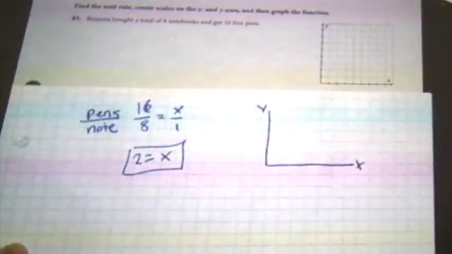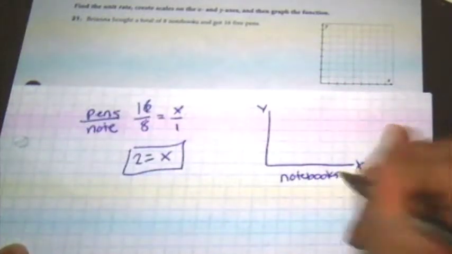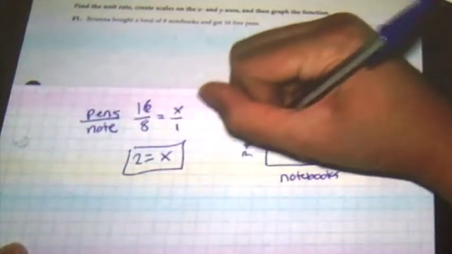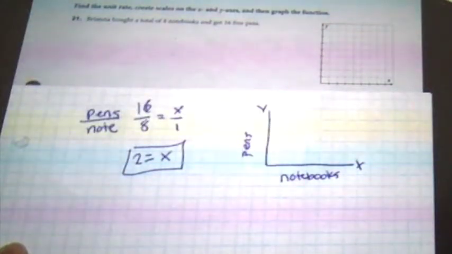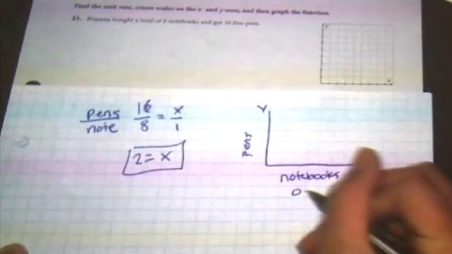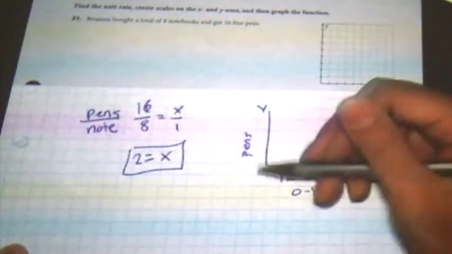When I put this onto my graph, my x-axis is going to be the number of notebooks. My y-axis is going to be the number of pens. I want to label it 0 to 8 for my notebooks. So this is going to go from 0 to 8. You're going to label this on your actual graph on your paper here. The pens are going to go from 0 to 16.